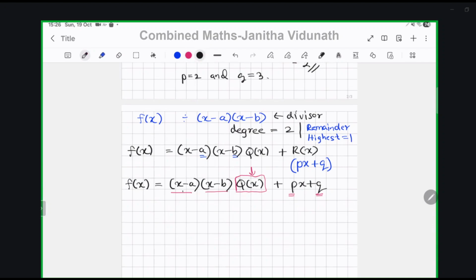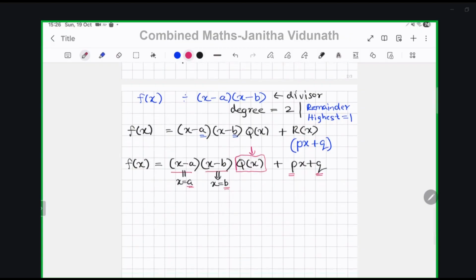Now this bracket will become 0 if x equal to a, and this becomes 0 if x equal to b. That means we need to plug x equal a and x equal b into both sides. Then let's start to solve the question. Let's plug x equal to a into both sides. Then on our left hand side we will get f(a). On the right hand side, from here we will get 0, because if we plug in a, a minus a becomes 0.